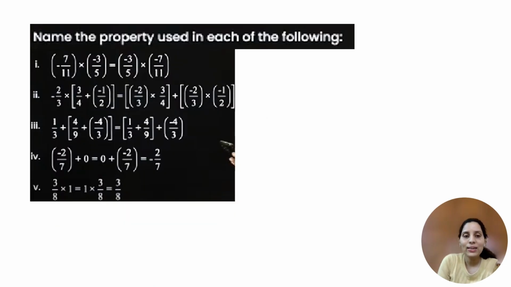Alright. Now next one, name the property. In my previous video I have explained all the properties. Go check it out if you haven't checked it. Now first one is A. See, here the numbers are the same. Only the places are interchanging, A into B, and here it is B into A. So when the numbers are interchanging, it is always commutative. Commutative property.